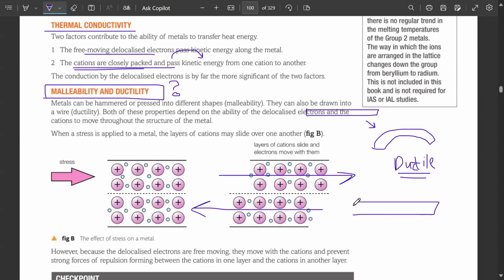Then what about this piece of metal? It is compressed to a sheet. We call this malleability. Ductile is bending, and compressing into a sheet is known as malleability. Got it?